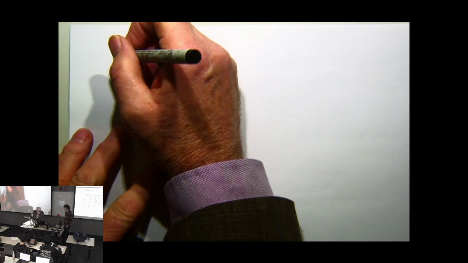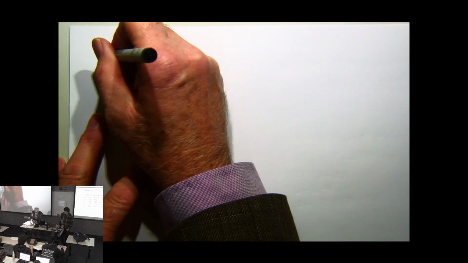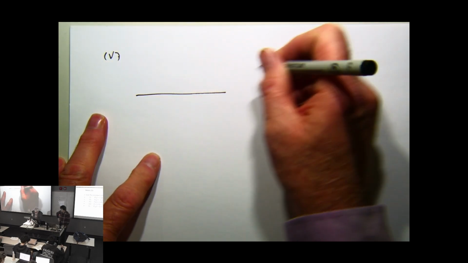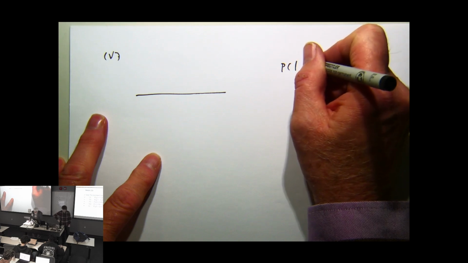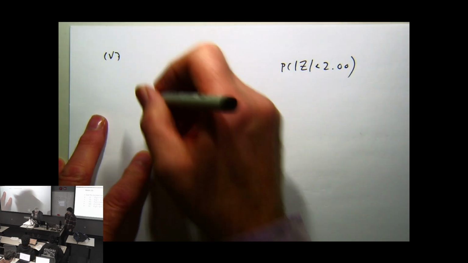And let me just work that out a second. There's a reason I want to work that out. I want to emphasize that you will save yourself from a lot of mistakes if you draw pictures of what you want. So I'm going to do number 5 here. I want the probability of the absolute value of z is less than 2.00. And so I draw my picture.